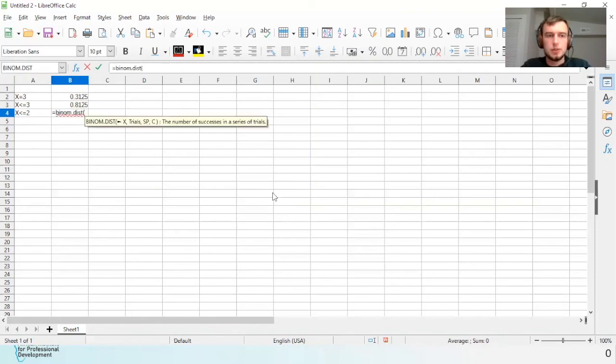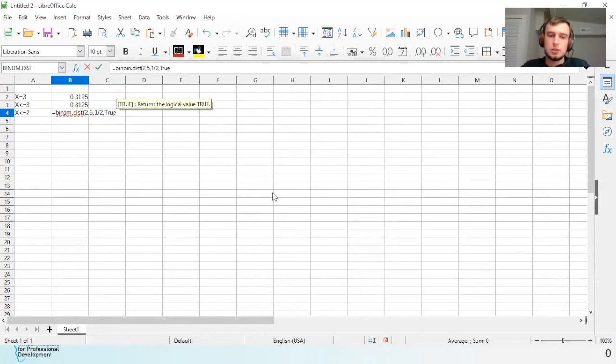So binomial distribution. If y'all want to pause and try it at home to figure out what formula to plug in here, that would likely be good practice as well. All right, so to continue on, we want the number of successes. We want 2 successes, pardon me, in 5 trials, where the success probability is 1/2 because it's a fair coin, and the probability of getting heads is 1/2. And we want it to be cumulative, so we're going to say 1. I think in Excel, you might have to say true.